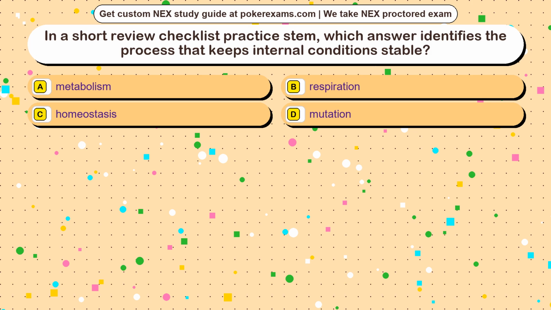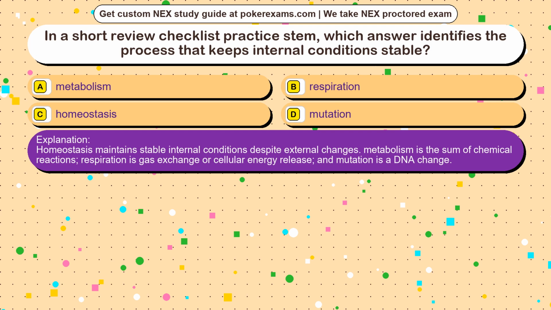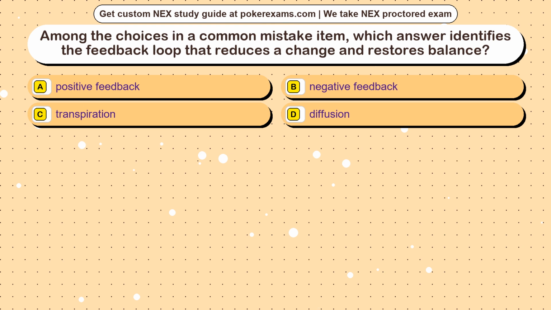The correct answer is option. Homeostasis maintains stable internal conditions despite external changes. Metabolism is the sum of chemical reactions, respiration is gas exchange or cellular energy release, and mutation is a DNA change. Question 15. Among the choices in a common mistake item, which answer identifies the feedback loop that reduces a change and restores balance? Option A, positive feedback. Option B, negative feedback. Option C, transpiration. Option D, diffusion.